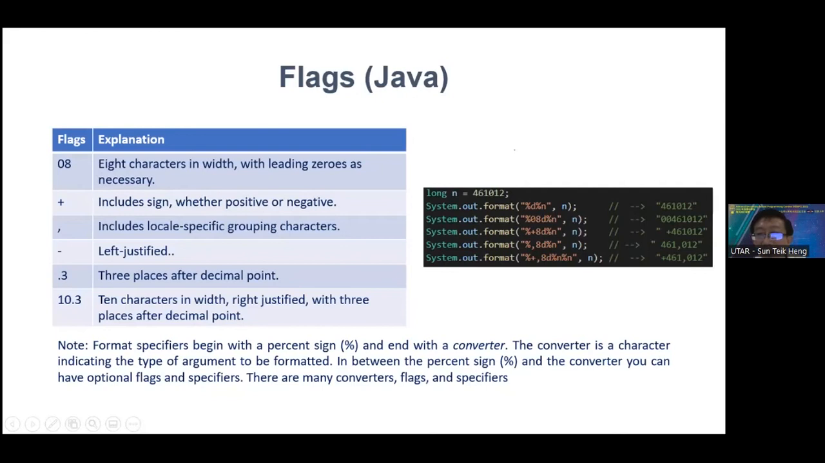All together. But if your number is less than 8 digits, then you have a leading 0, the 0 in front. If you use a plus, for a positive number, it will show you the plus symbol. If it's a negative number, it will show you the negative symbol. Comma includes the locale-specific grouping characters. So if you have a comma, then for every 1,000, it will show you the comma symbol.